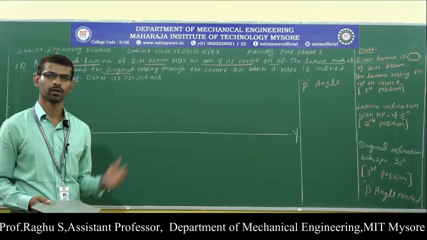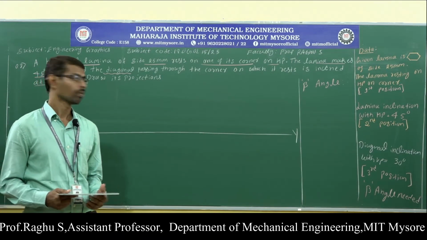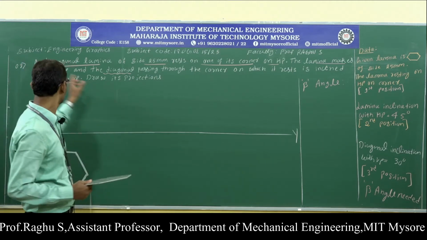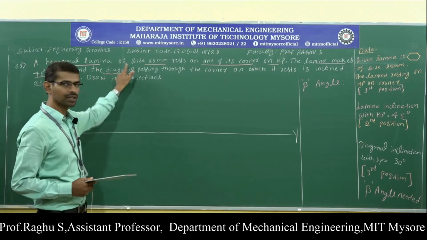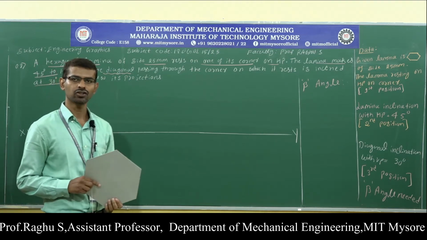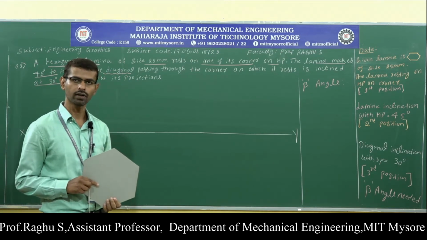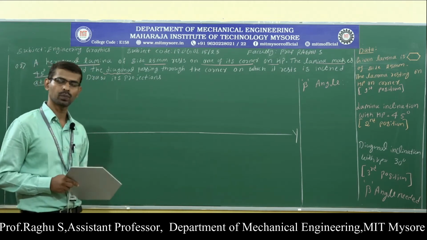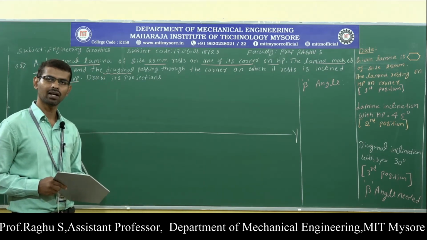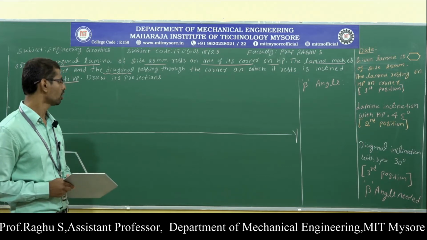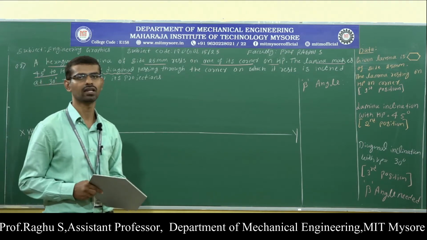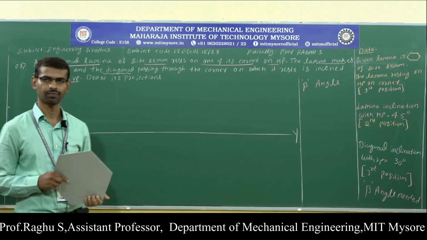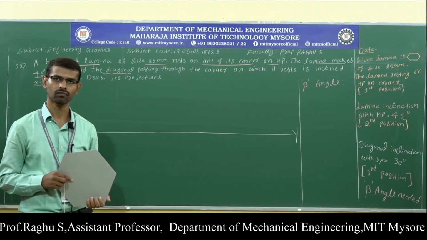Hello everyone. Welcome back. The next problem is on hexagonal lamina. A hexagonal lamina of side 25 mm rests on HP on one of its corners. The lamina makes 45 degrees with respect to HP, and the diagonal passing through the corner on which the lamina rests is inclined 30 degrees to VP. Draw its projections. So this is the given problem.